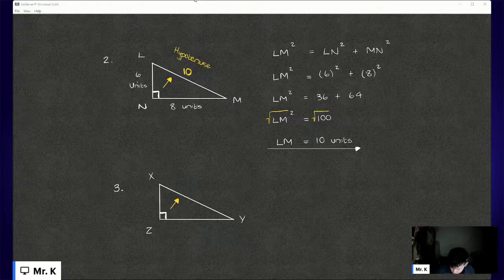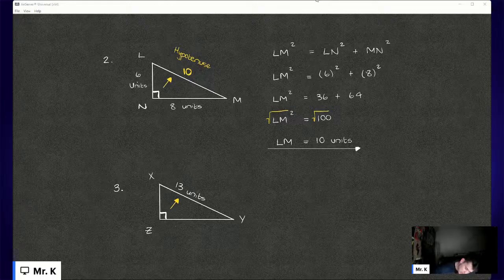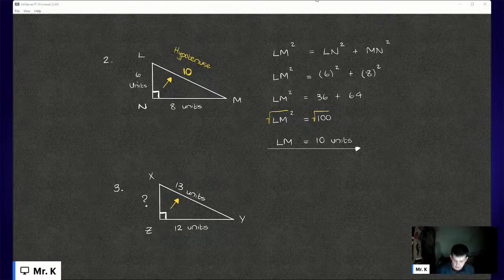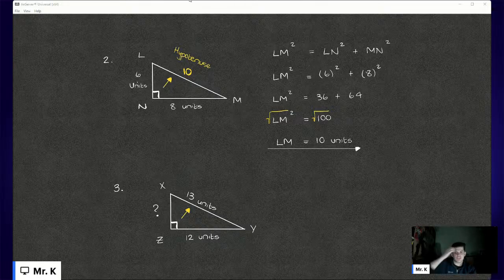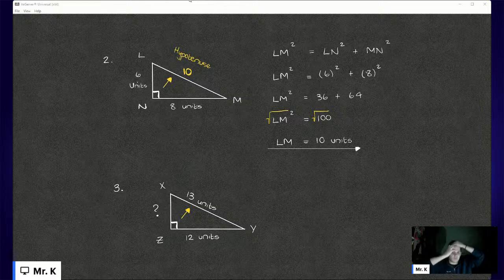Let's say we were working with triangle XYZ for example number 3. And we were told that we have sides of the following length: 13 units over here, and 12 units along the base of the triangle. We are being asked to figure out the length of the height of the triangle, the third side. I'll give you guys a few more seconds to quickly finish copying example number 2, and then we're going to dive into example number 3.